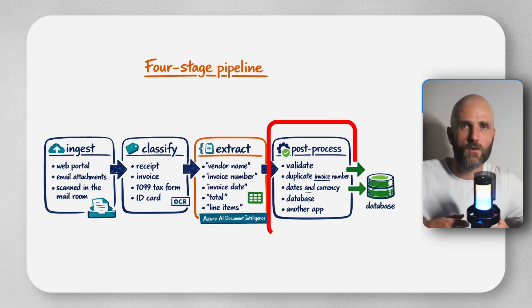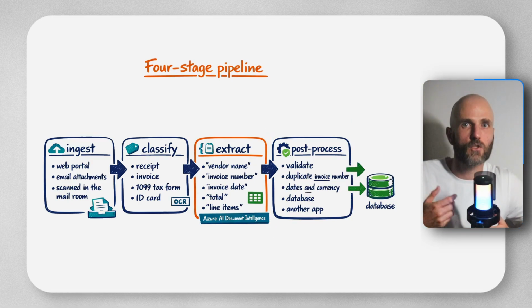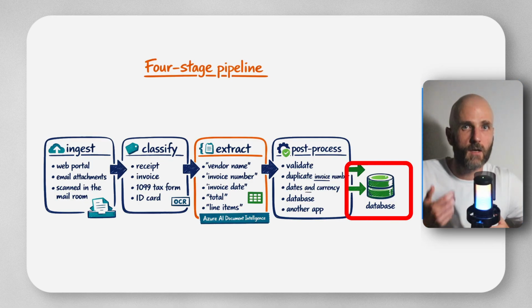And then stage four is post-process. That's where my business rules live. I validate what I got back. I match a customer name to a real customer record. I check the invoice number isn't a duplicate. I clean up formats like dates and currency. Then I send it downstream to a database or another app.